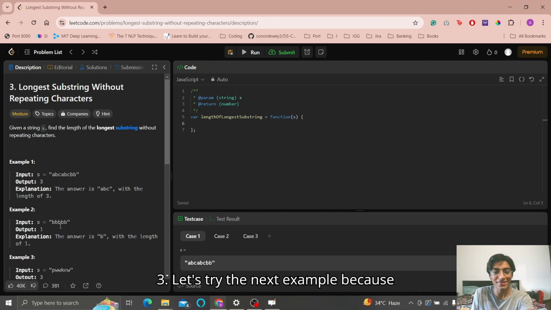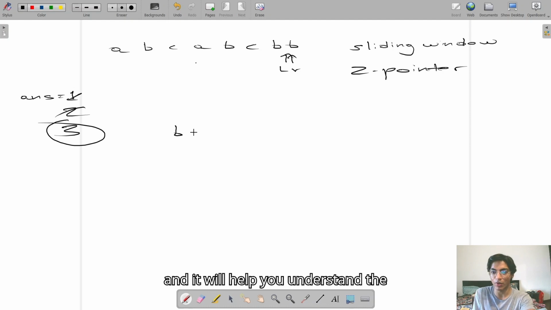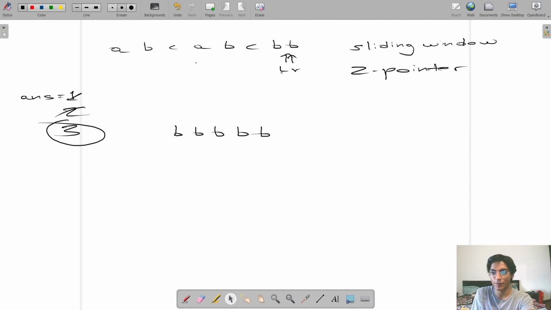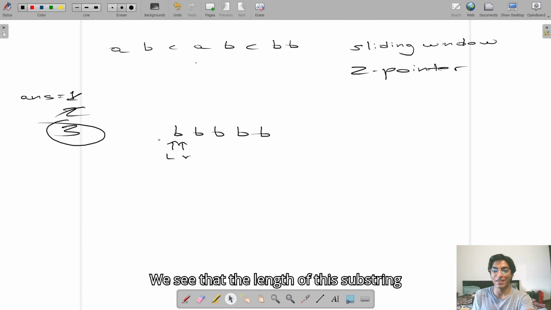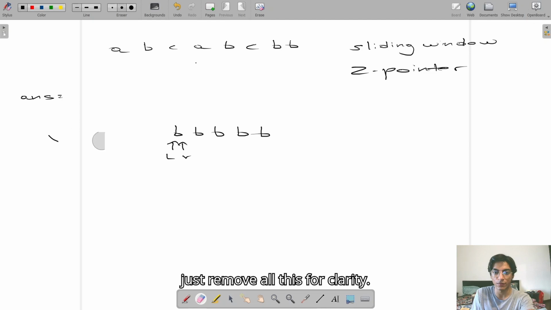Let's try the next example because it is a unique case and it will help you understand the situation better. So we have our pointers. We see that the length of this substring is 1. I'll just remove all this for clarity. We update the value. We move forward.